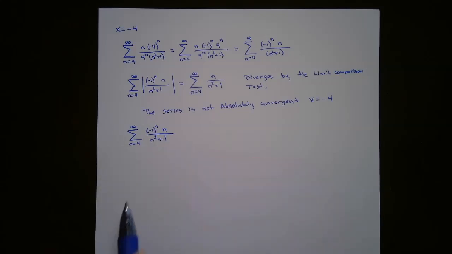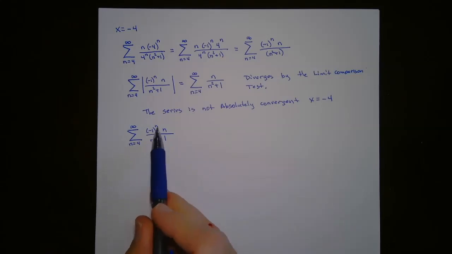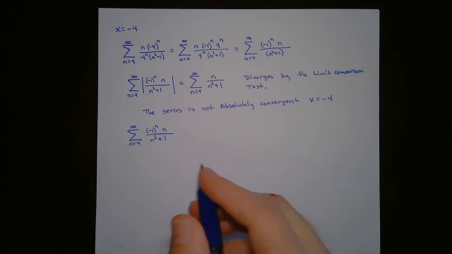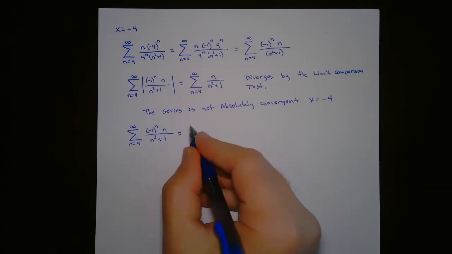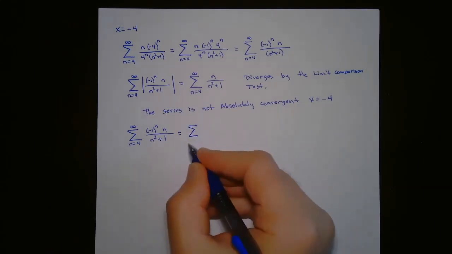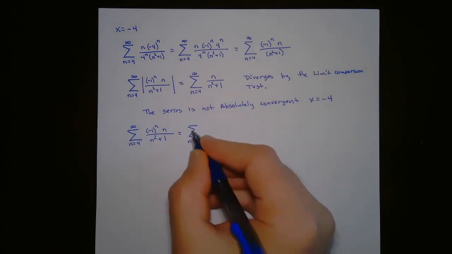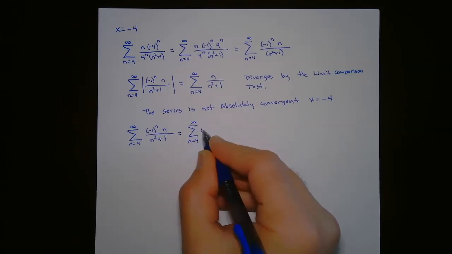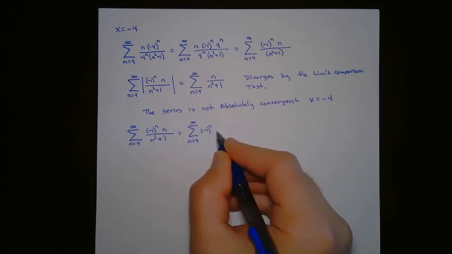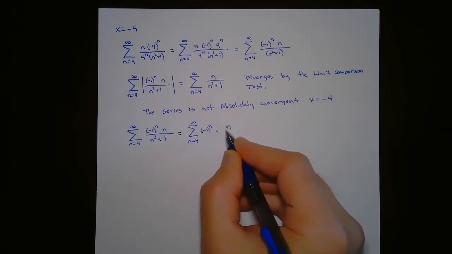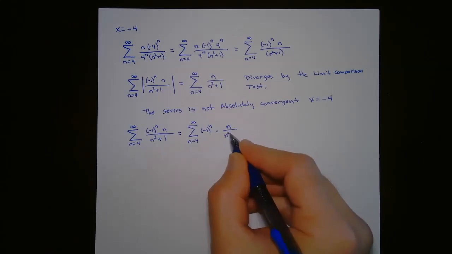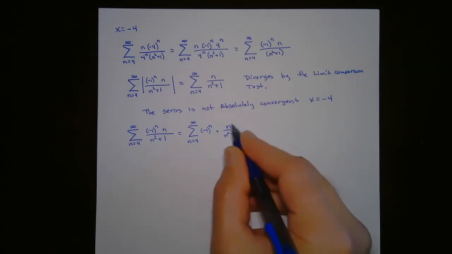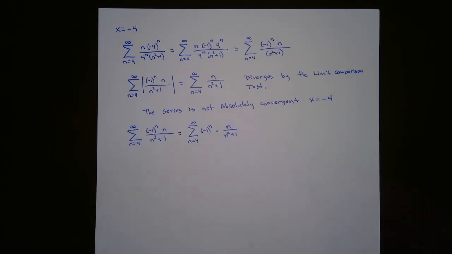All right. So this is an alternating series because we have (-1)^n, right? So we go to the alternating series test. Let me rewrite this. This becomes the sum from n equals 4 to infinity of (-1)^n times n over n squared plus 1. So this is our a sub n. Again, we're checking at x equals -4.